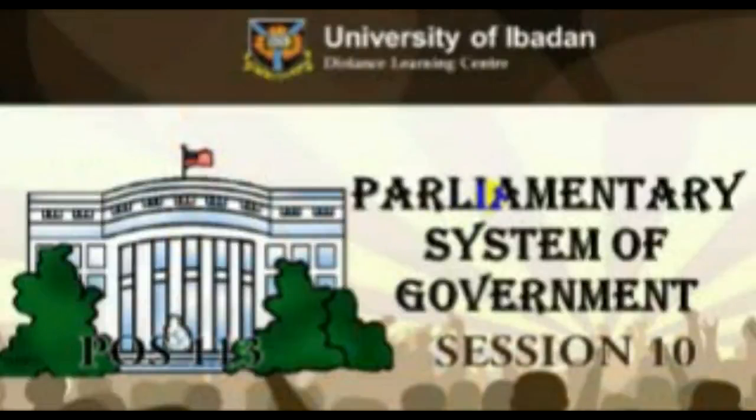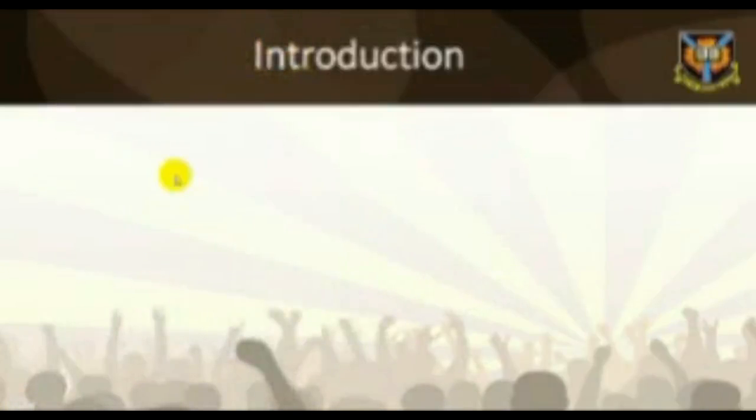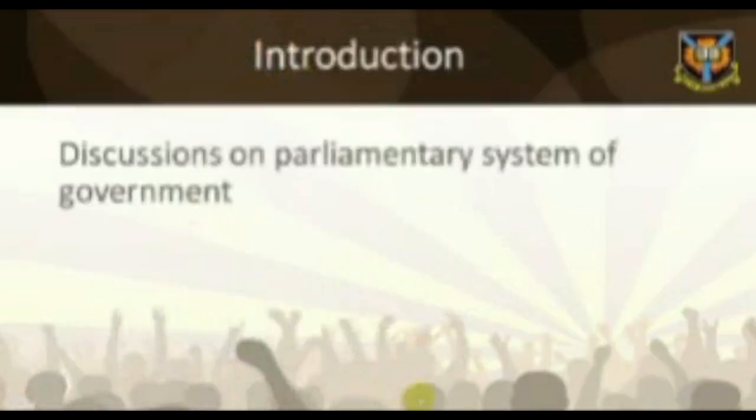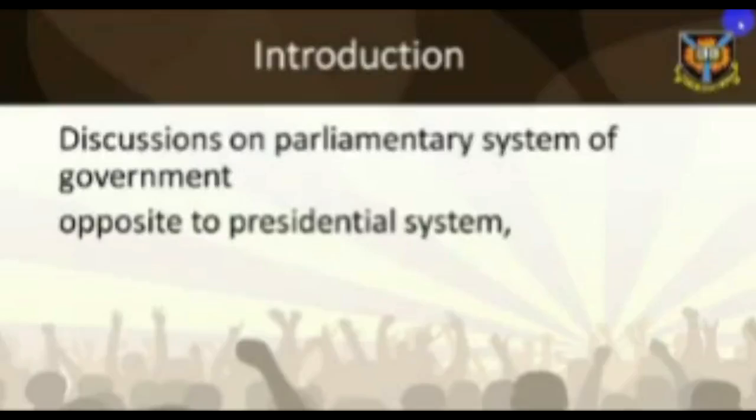Study Session 10, Parliamentary System of Government. Introduction. In this study session, you will explore discussions on parliamentary system of government. This system of government is opposite to presidential system, which we shall discuss in the next study session.